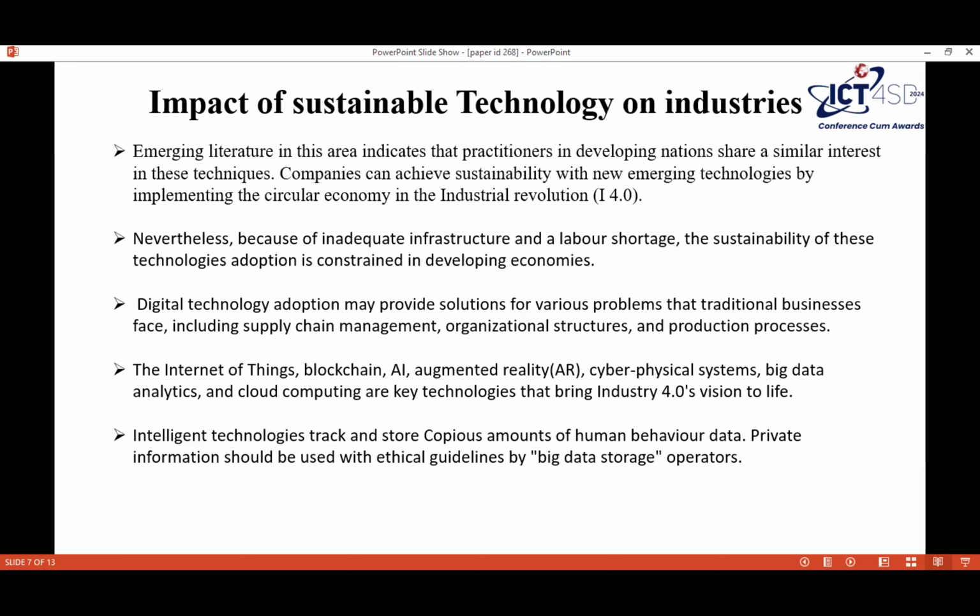So digital technology adoption may provide solutions for various problems that traditional businesses face, including supply chain management, organizational structures, and production processes. Also, the Internet of Things has emerged, along with blockchain, AI, augmented reality, cyber physical systems, big data analytics, and cloud computing. These are key technologies that bring about this Industry 4.0 version of life.